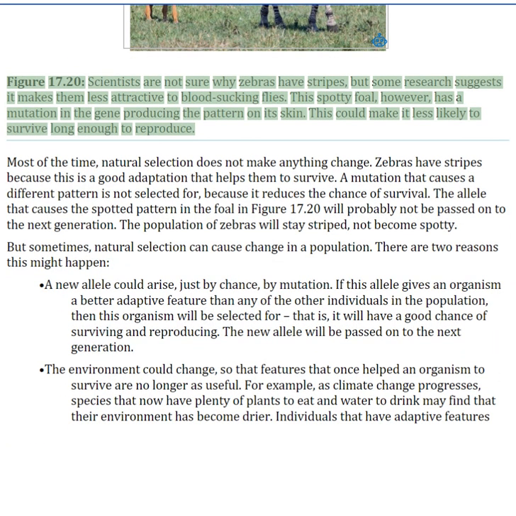Figure 17.20. Scientists are not sure why zebras have stripes, but some research suggests it makes them less attractive to blood-sucking flies. This spotty foal, however, has a mutation in the gene producing the pattern on its skin. This could make it less likely to survive long enough to reproduce.